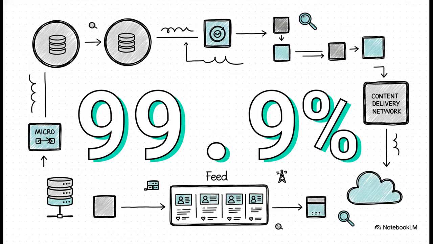99.9% availability, or what engineers call 3 nines, means the entire system can only be down for about 8 hours over an entire year. That is it. For a global app that people are using 24/7, that is the absolute minimum standard. It just has to work.